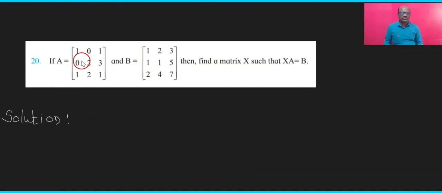If matrix A is equal to [1 0 1; 0 2 3; 1 2 1] and matrix B is [1 2 3; 1 1 5; 2 4 7], then find a matrix X such that XA equals B. Now consider XA equals B.